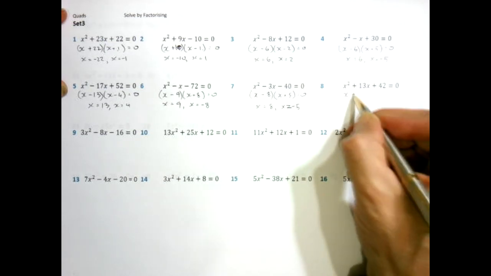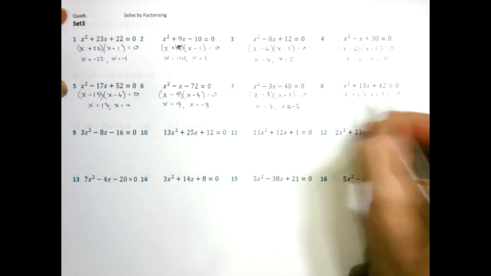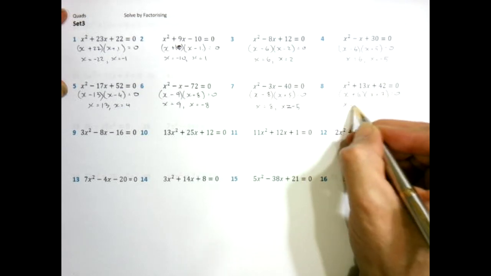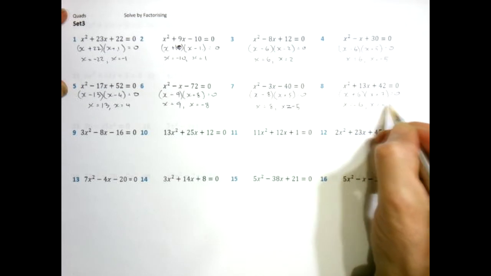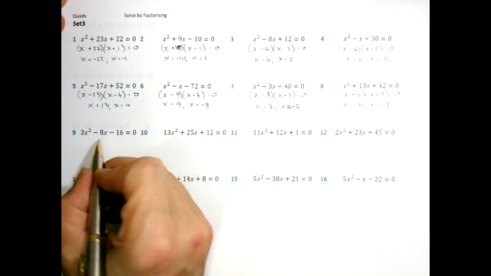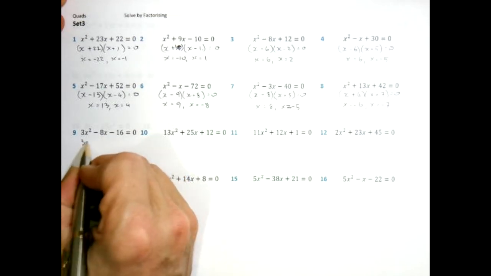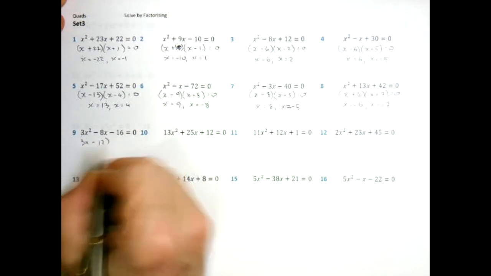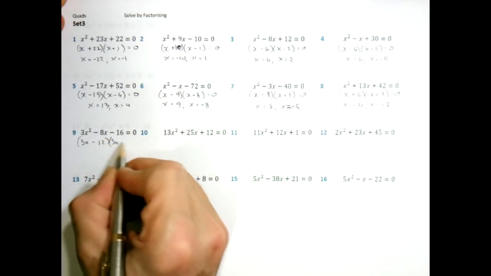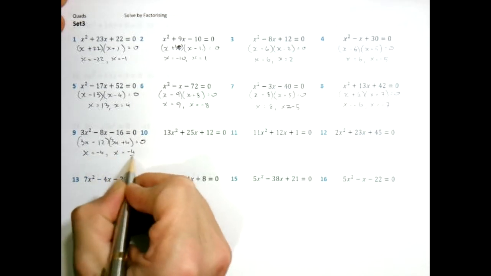42 is 7 sixes, x plus 6, x plus 7 equals 0 because they add up to 13. x equals minus 6, x equals minus 7. 3 16s, 48. 4 8s, 4 12s, which multiply to 48 with a difference of 8. So 3x minus 12 and 3x plus 4 equals 0. x equals 4, x equals minus 4 thirds.